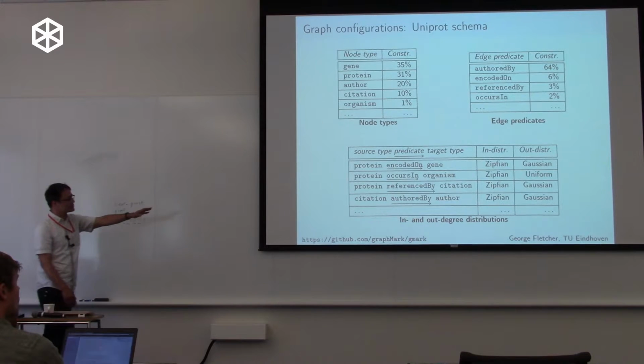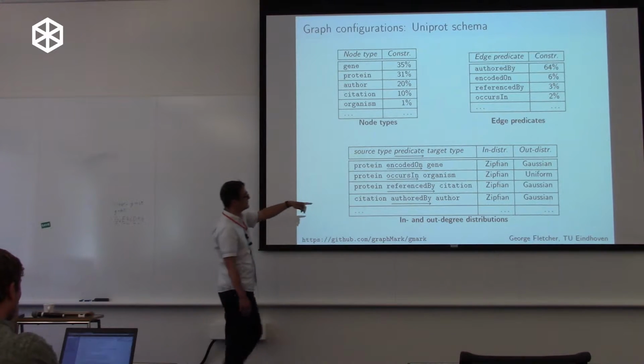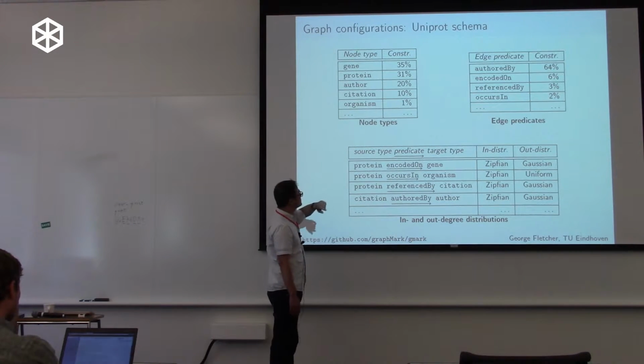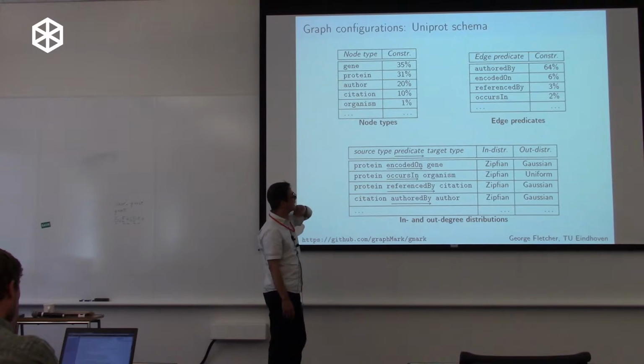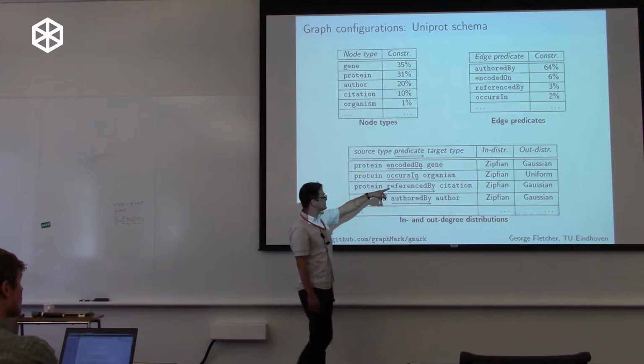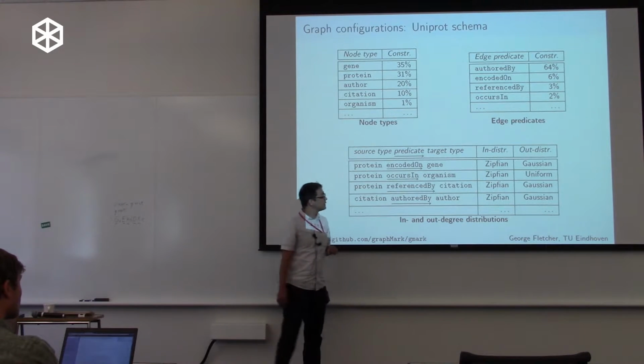And just an example of some of the distributions on the edge types. The encoded on edge from proteins to genes has a Zipfian in distribution and a Gaussian out distribution. And say proteins occurring in organisms is a Zipfian in and uniform out.